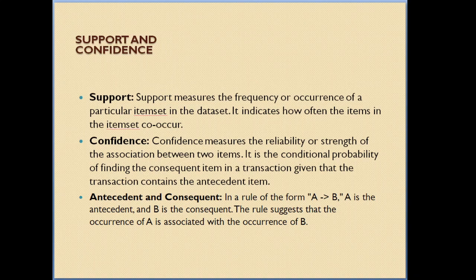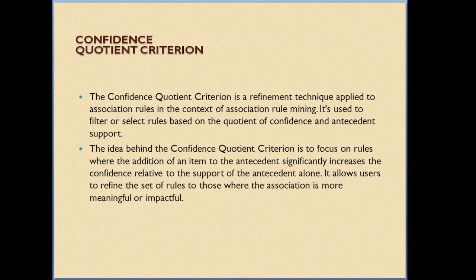Next is confidence quotient criteria. Now, what exactly is the confidence quotient criterion? It is a refinement technique applied to association rules in the context of association rule mining. It is used to filter or select rules based on the quotient of confidence and antecedent support. So there is a confidence between them, right?